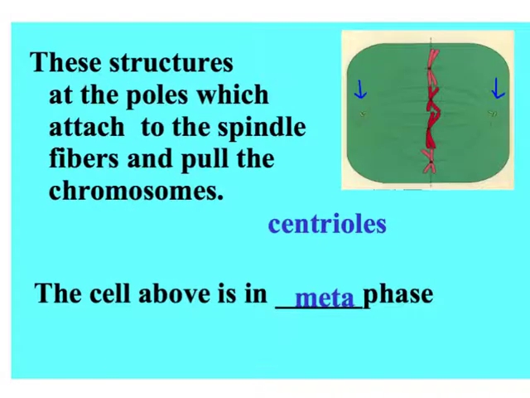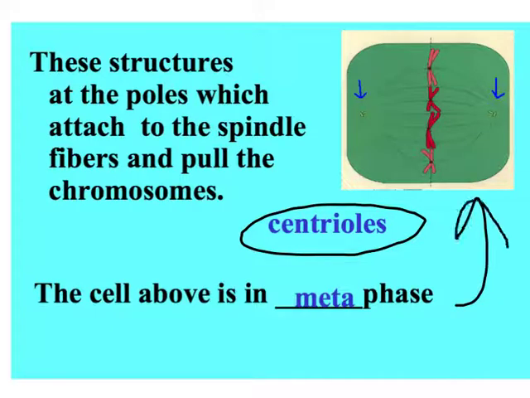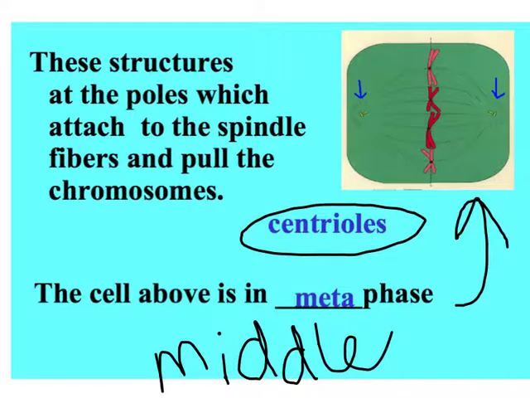All right, these structures at the poles, which attach to the spindle fibers and pull the chromosomes, are called centrioles. That's where our spindle fibers are originating from, so that they can attach to the centromere of the chromosome. The cell pictured in this picture is in metaphase. We know that because the chromosomes are lined up down the middle of the cell.